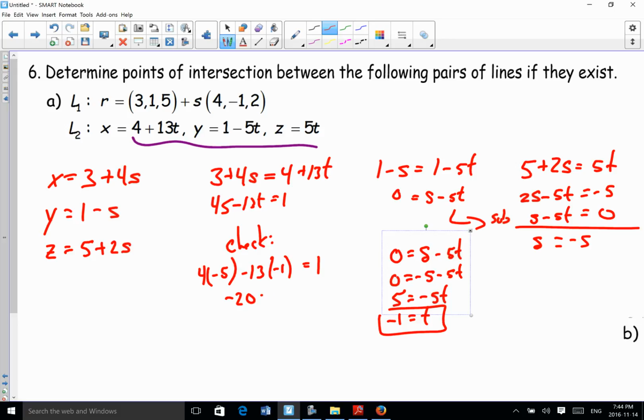So we get negative 20 plus 13. Oops, 13, sorry. Negative 7 doesn't equal 1. So what does that tell me? These lines are skew. Okay, there is no POI between these two things. They can't meet. So you're done.